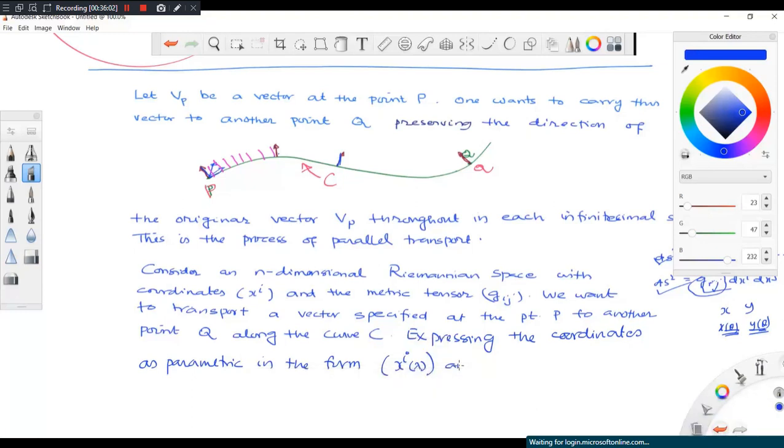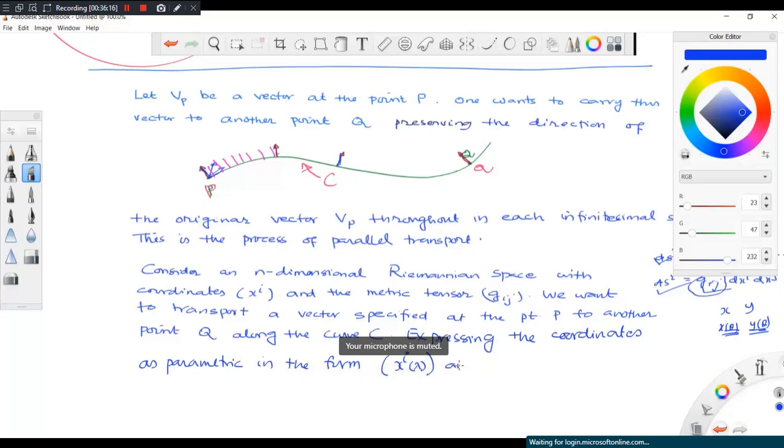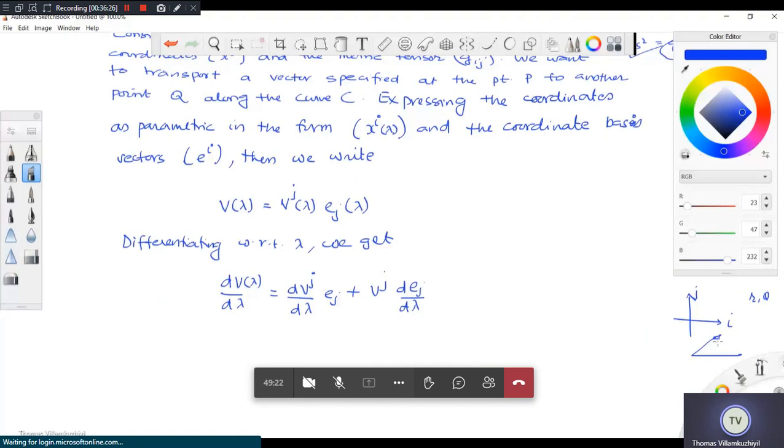Because Ej now will not be constant. For example, suppose you take the x-axis, y-axis, i and j are constant. But whenever you take a cylindrical polar coordinate system, that is different. r and theta are the coordinates, so take the unit vector along r. When theta changes, this unit vector will change. But in the Cartesian coordinate system, i and j are going to be the same and will not change. In other coordinate systems they continuously change, so that is why I am taking the derivative.